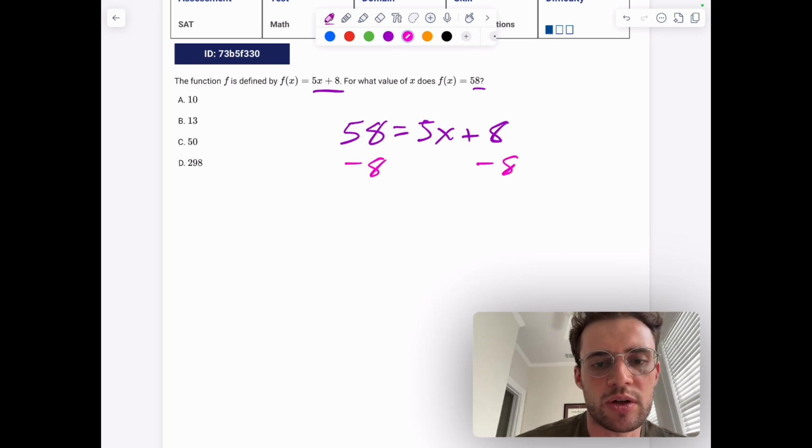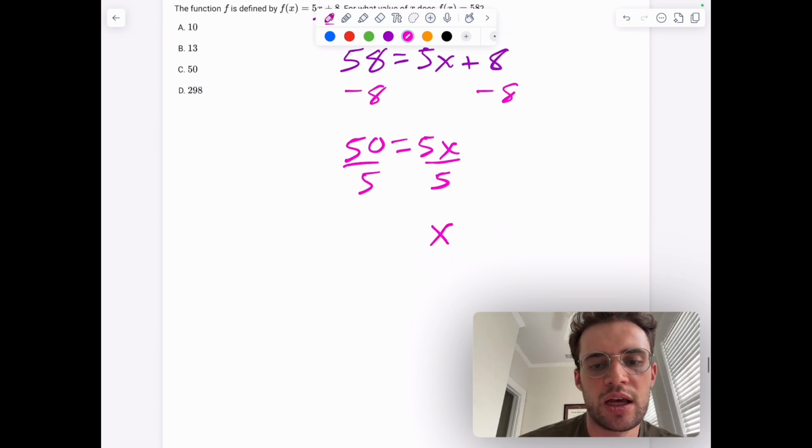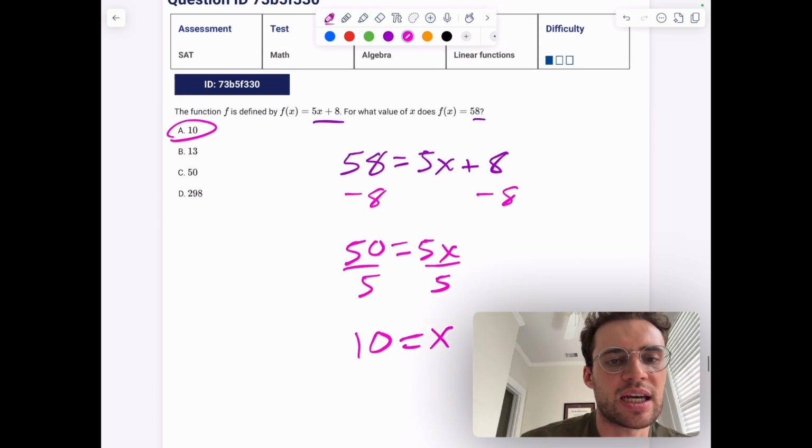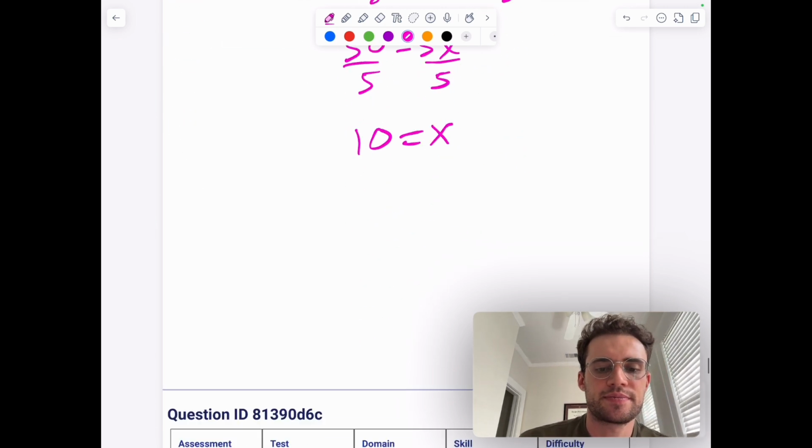So you subtract 8 from both sides, we get 50 equals 5x, and then divide both sides by 5, or you can think what times 5 gives you 50, x will be 10. And then just to check that, you can plug it in. 5 times 10 is 50, plus 8 is 58.